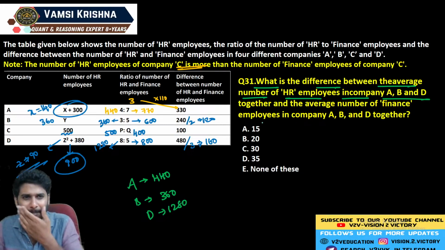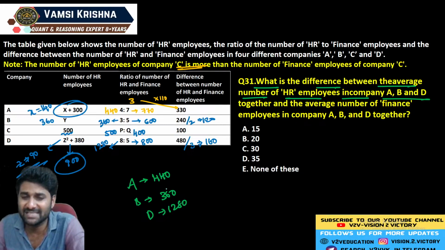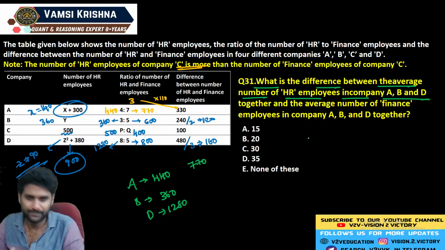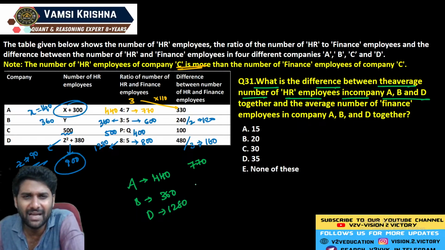ABD together. And the average number, guys, this is sum only. We should identify the average too. Okay, next one, see. Average of ABD from finance 770. Next value, see, 770, and next value is equal to A 600. Next value D is equal to 800.